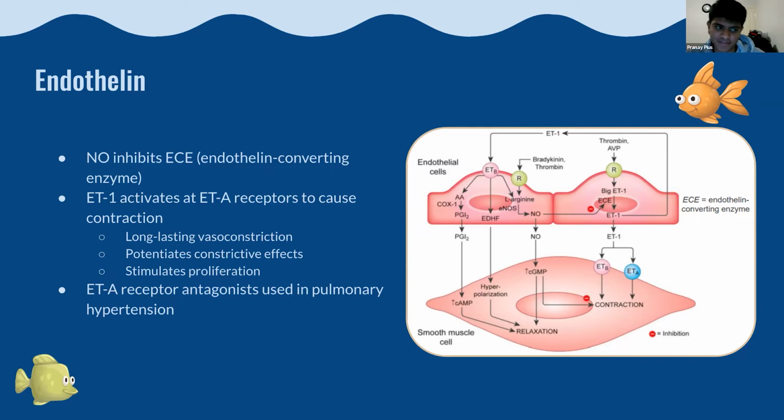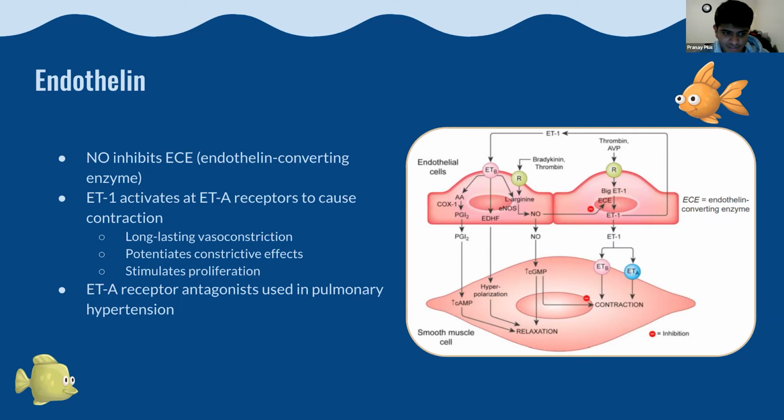So that makes sense because nitric oxide serves to vasodilate and endothelin serves to vasoconstrict. Basically what happens is if there is a lack of nitric oxide or if there's just a surplus of endothelin converting enzyme, then you're going to get endothelin 1 activating endothelin A, and this causes contraction. Okay? So basically it's the opposite. Everything that nitric oxide does, endothelin A does the opposite.